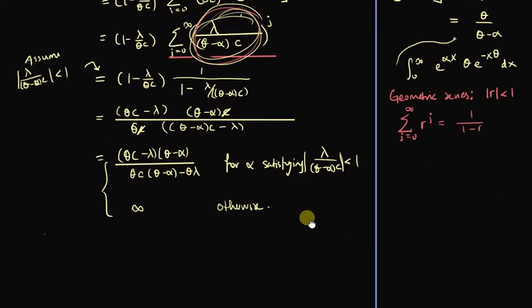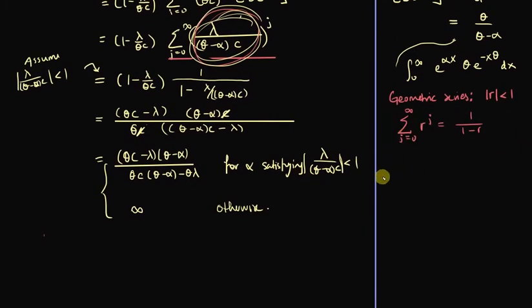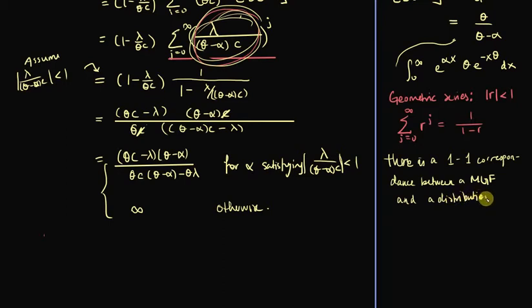There is a theorem somewhere out there in the world that says there is a one-to-one correspondence between a moment generating function and a distribution if the moment generating function is finite on a neighborhood of 0.